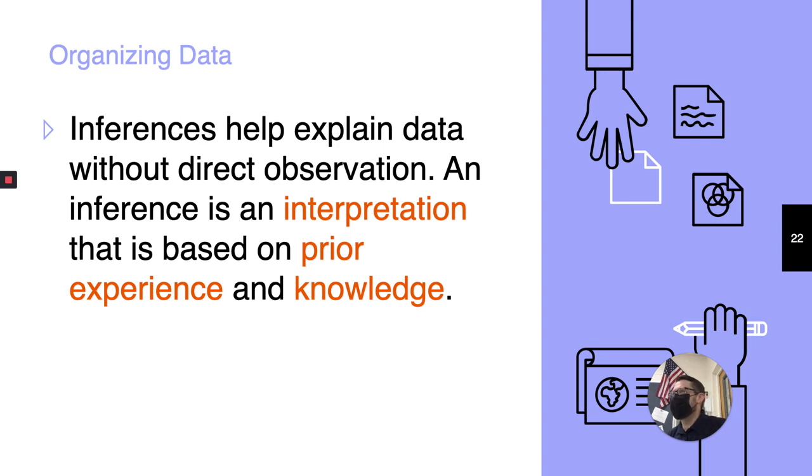The final thing to think about, or the final way we can analyze data, is what we call an inference.